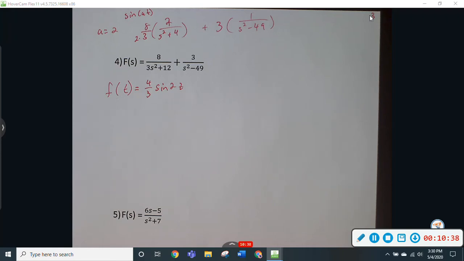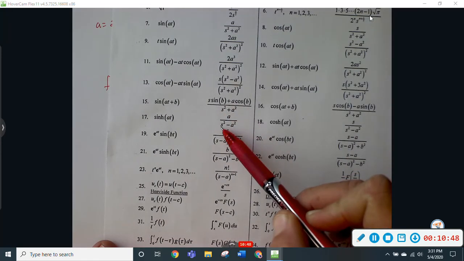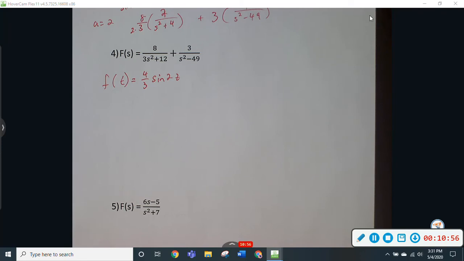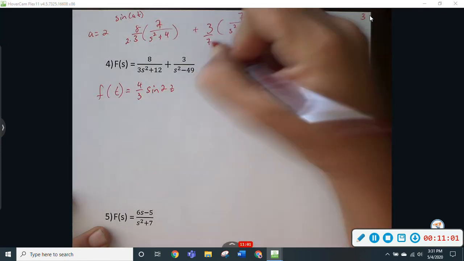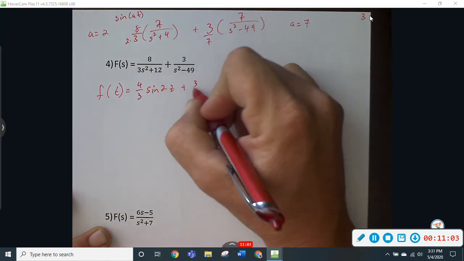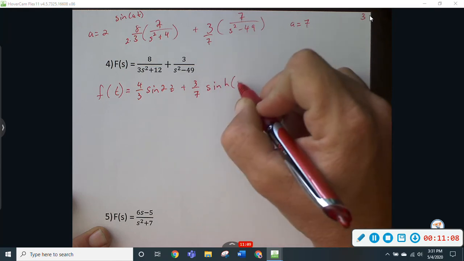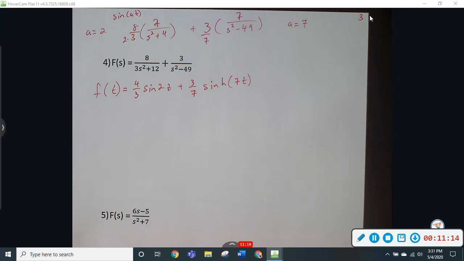Sine h at. Number 17. So on 17 we have a over s squared minus a squared. We just need to give a back to the top. A being 7. That means there needs to be a 7 here, and then a 7 here. So plus 3/7, and then sine h at 7t. And there's our Laplace transform.